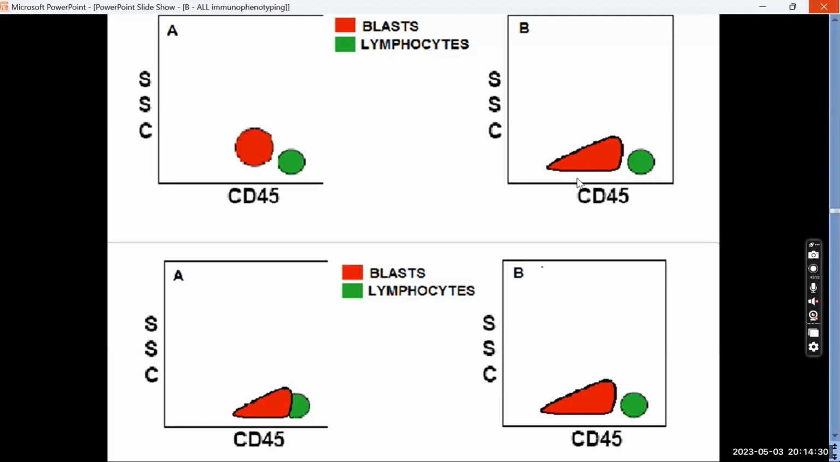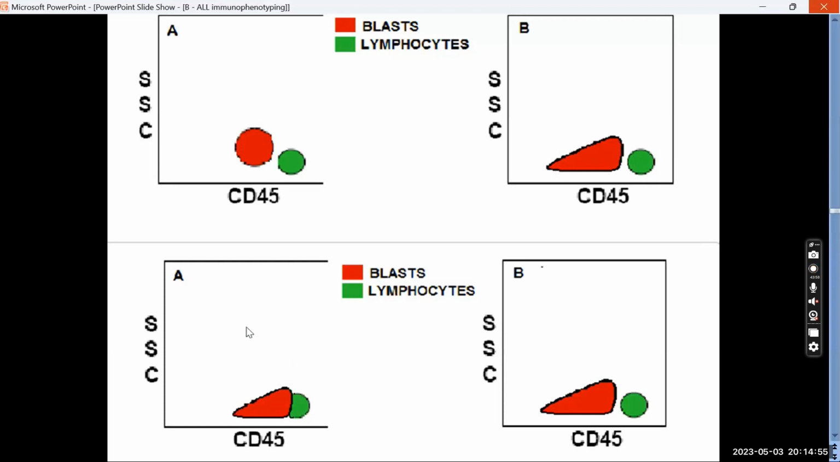You see, in ALL, the intensity of CD45 in blast is lower compared to myeloid blast. So I'm not talking about normal here. I'm talking about abnormal. Okay. So in AML blast, the CD45 will be moderate or dim expression. Whereas in ALL, CD45 will be dim to negative. Okay, it will be dim to negative.